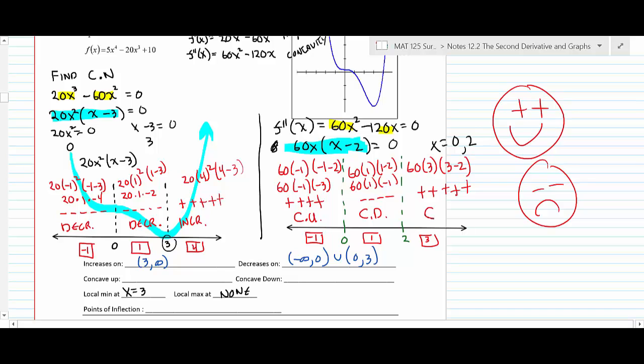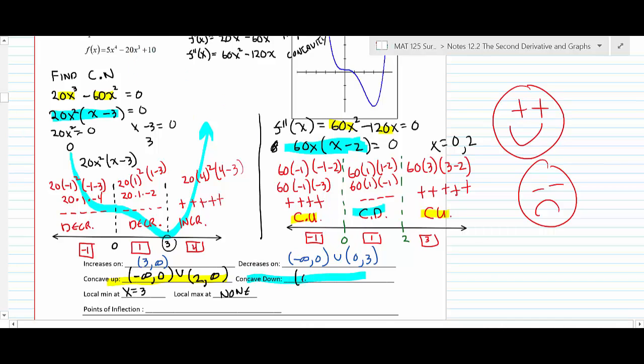So what you would conclude then is now you know your concavity. Concave up is going to be in these two places, so you just write an interval. That's going to be negative infinity to 0, and then union, the next place is going to be 2 to infinity. That's where that happens. Concave down is going to happen from 0 to 2.